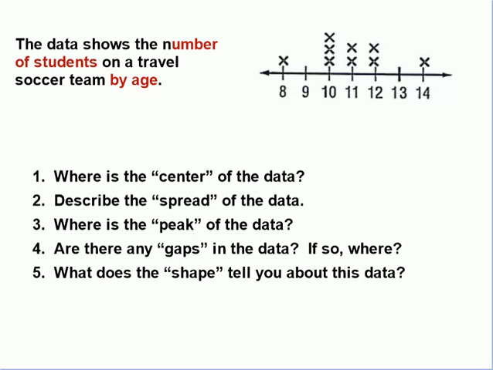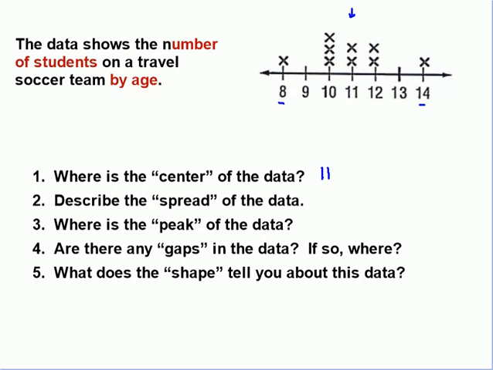So here's an example problem. The data shows the number of students on a travel soccer team by age. So we have 8 to 14 here, and these are the different numbers of people. Each X represents one person on that travel soccer team. So where is the center of the data? Well, we'd have to do calculations of mean and average to find out the exact center, but we could probably say it's somewhere around here. Somewhere there in the middle, we'd say 11 might be the center of that data.